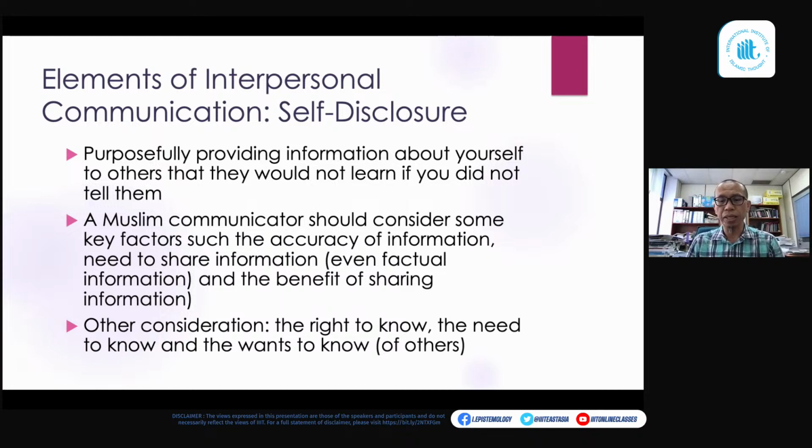So if both parties, or at least one party, has the intention to develop that relationship, then you have no other option other than to self-disclose. Of course, you cannot simply self-disclose without purpose, without knowing the reason for disclosing who you are or what you are doing in your life, etc. So these are some of the key issues that you have to consider: the information that you want to share.